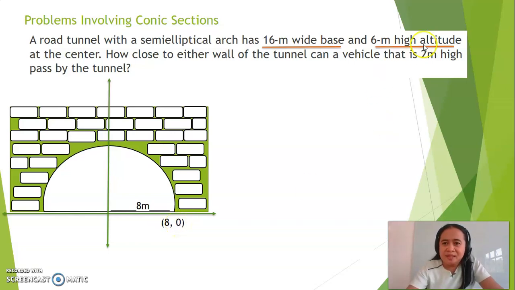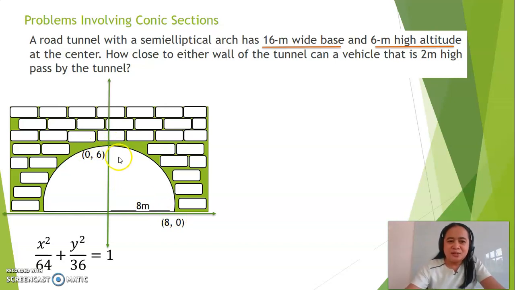Another given, it's 6 meters high altitude. So therefore, at the top here would be 0 and 6. So the standard equation here would be x squared over 64 plus y squared over 36 equals 1. Take note. Another given is the vehicle is 2 meters high. So how wide would it be so that it can pass through the tunnel? Therefore, x is blank and the height is 2 meters.